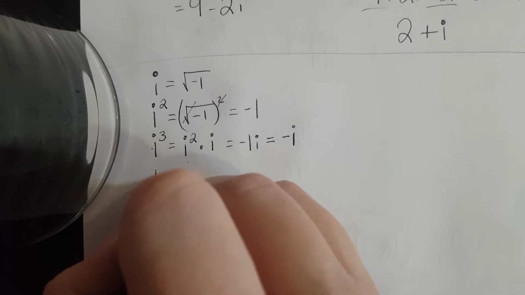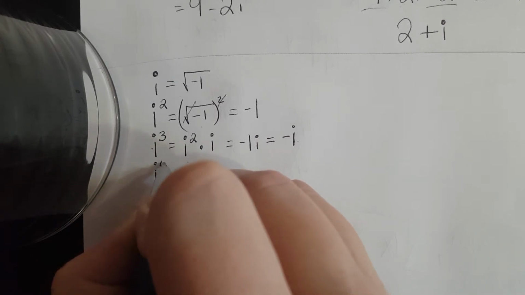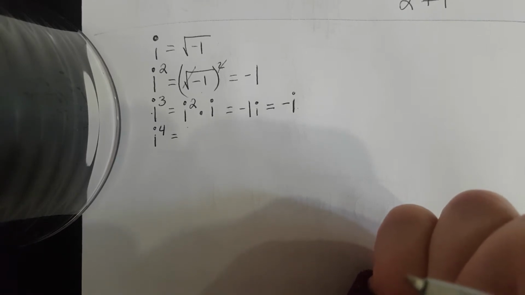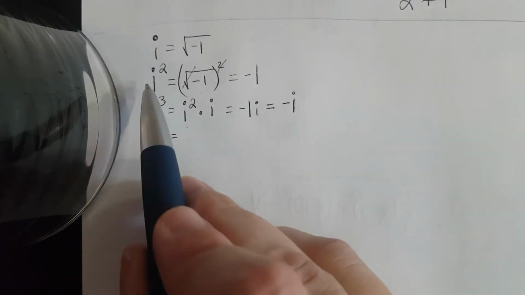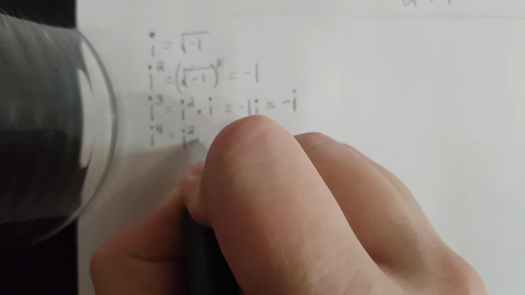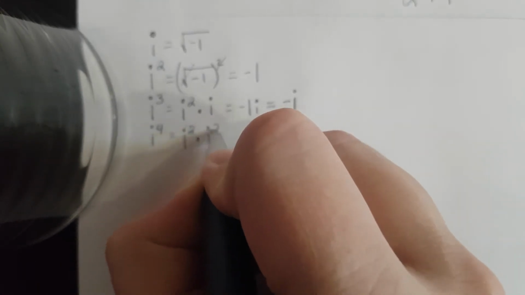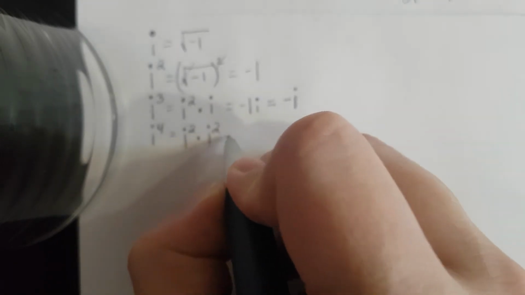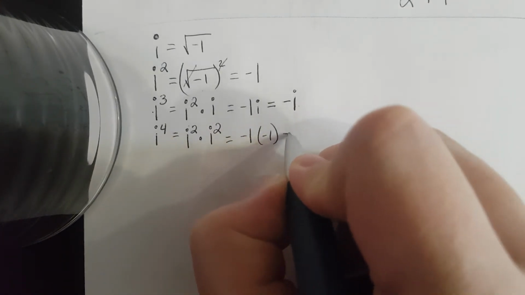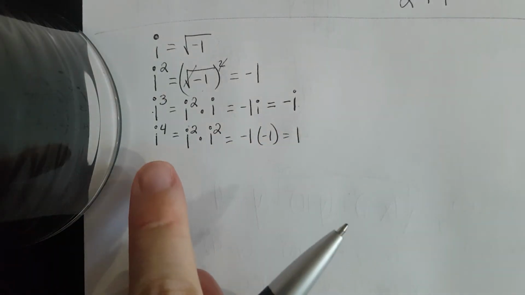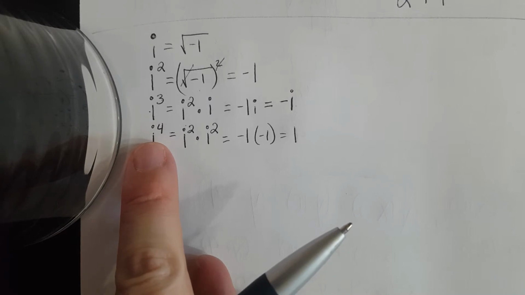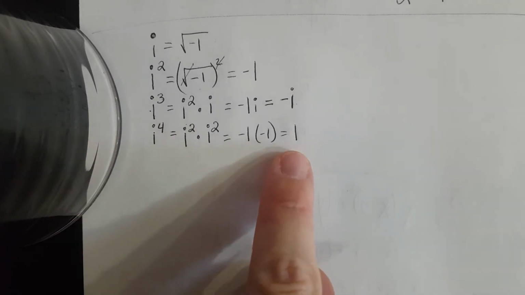All right, let's look at i to the fourth. There's a couple different ways to do this, but I'll just consider i to the fourth as i squared times i squared. i squared, we said, was -1. So -1 times -1 equals +1. So basically what this means is for every fourth power, it just equals 1.